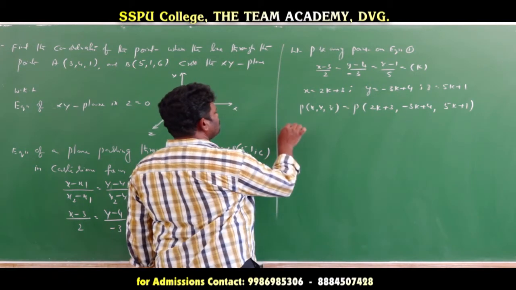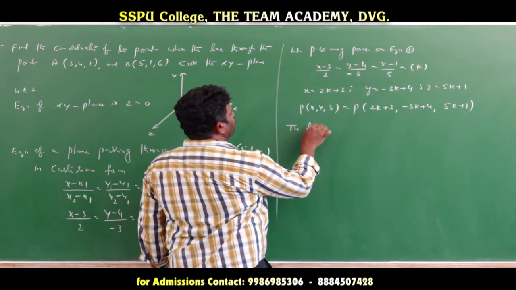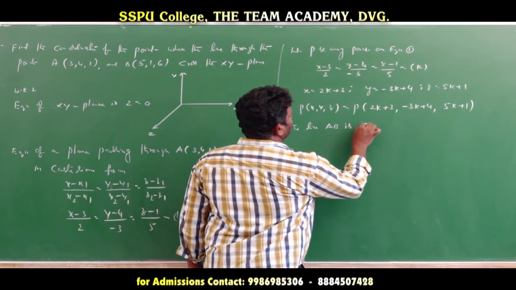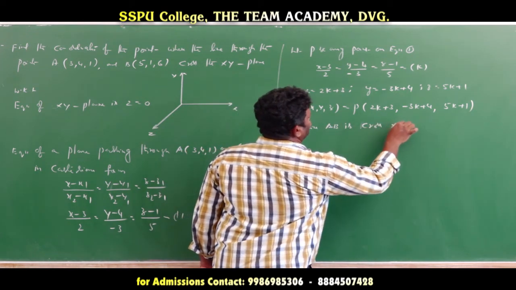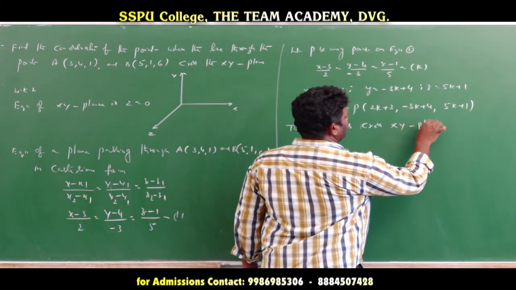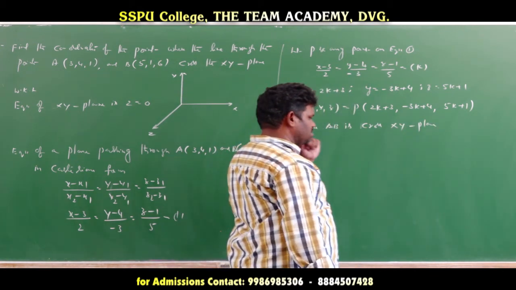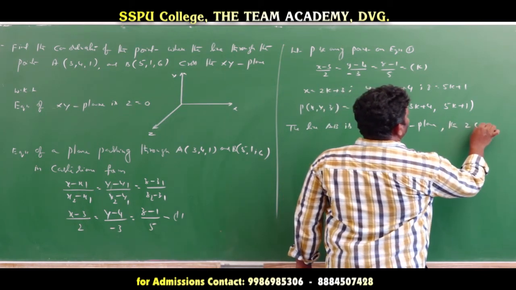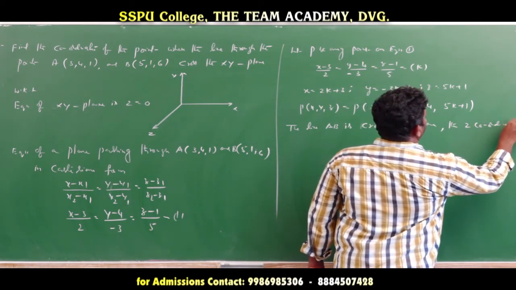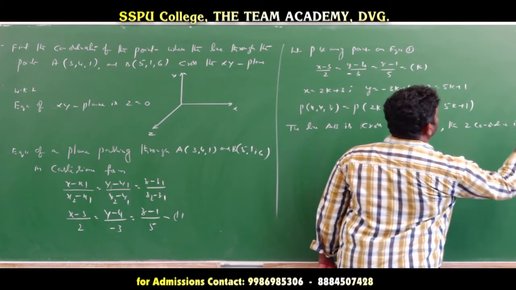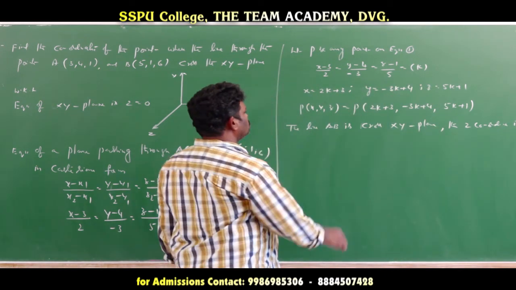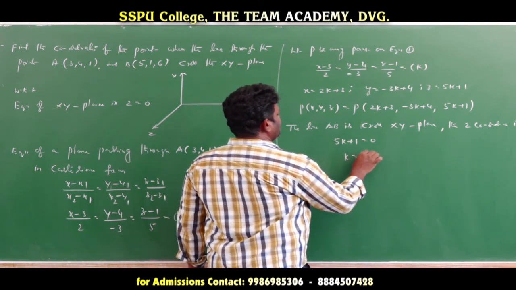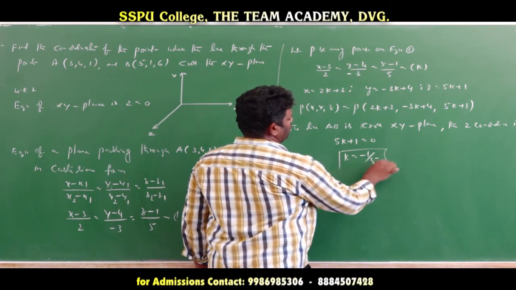Now what is my condition? The line AB crosses the xy plane, so the z coordinate is 0. The z coordinate is 5k plus 1, which is equal to 0. So k is equal to minus 1 by 5.